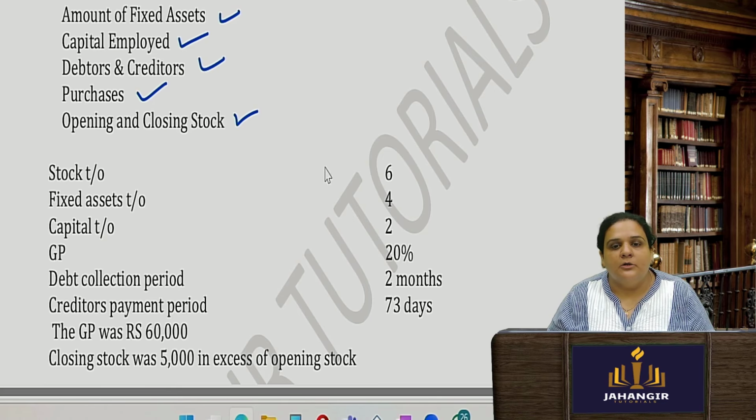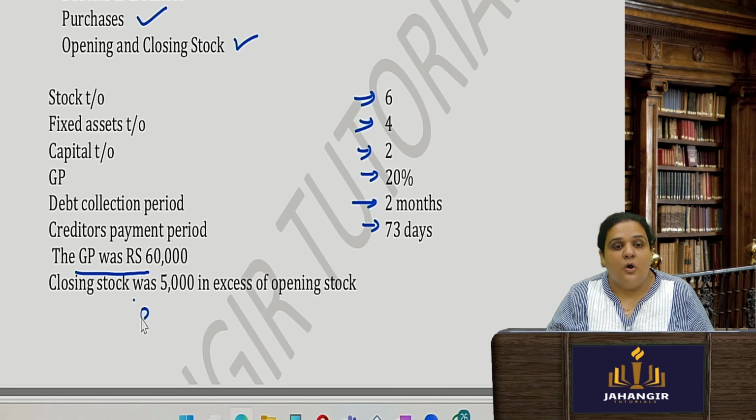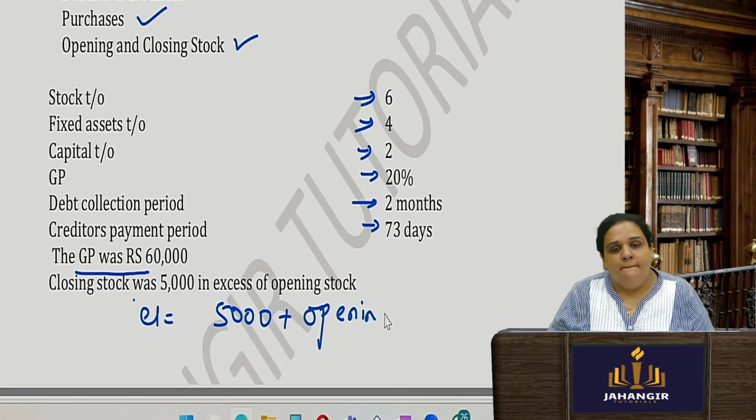Okay. Stock turnover is 6. Fixed asset turnover is 4. Capital turnover is 2. Gross profit 20%. Debtors collection period 2 months. Creditors payment period 73 days. The gross profit is rupees 60,000. Closing stock is equal to 5,000 in excess of the opening stock.